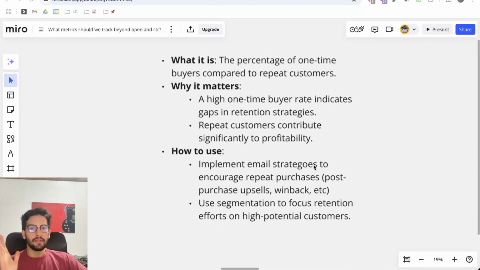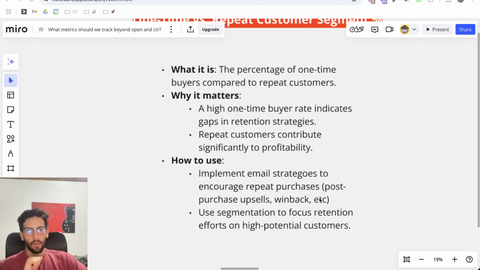How to use it: you can implement email strategies to encourage repeat purchases, so post-purchase upsells, win-backs, etc. And you can use segmentation to focus retention efforts on high potential customers as well.